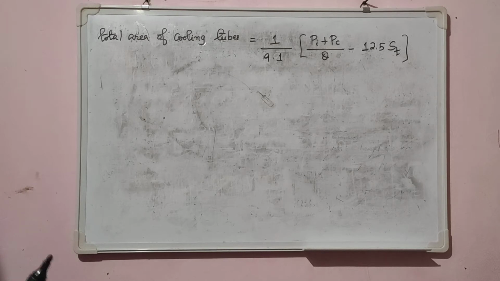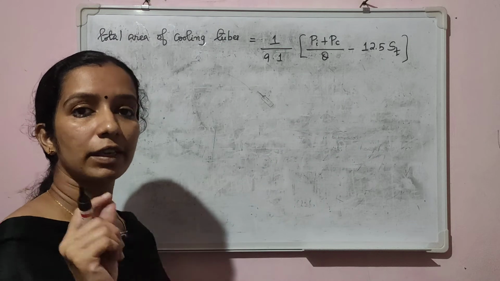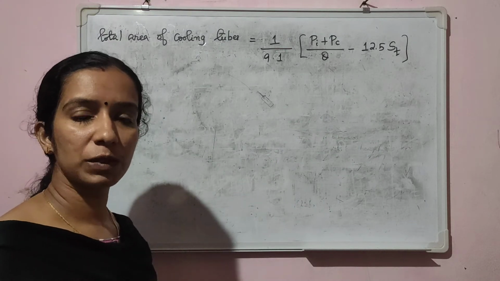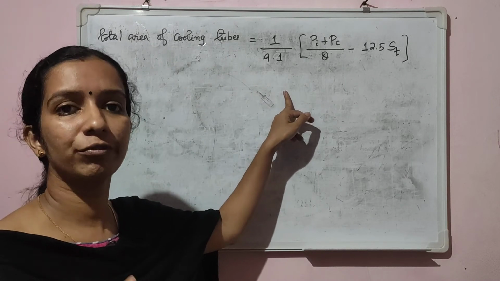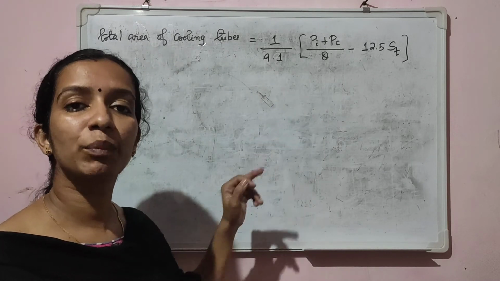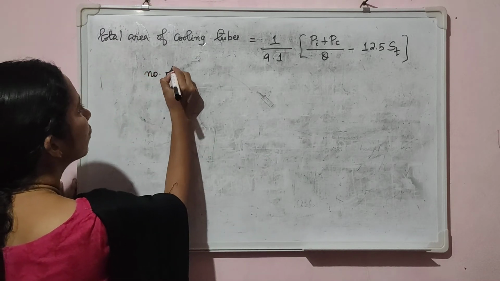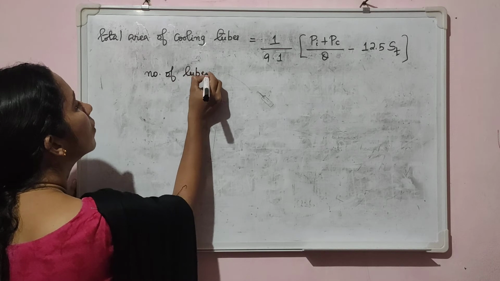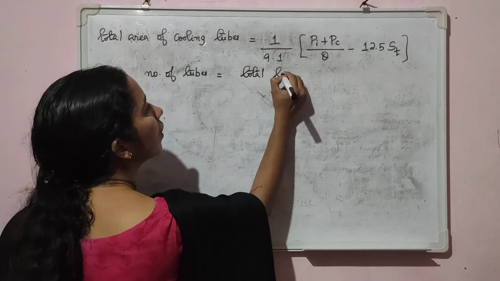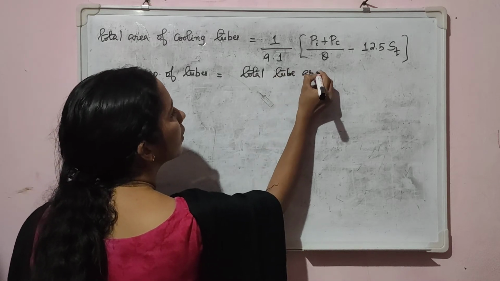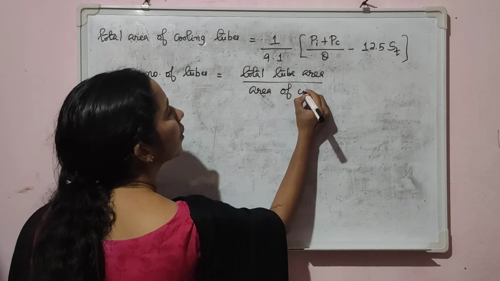So we got the total area of cooling tubes like this. And if we know the area of one tube, then by dividing this total area by the area of one tube, we will get the number of tubes required. That is, number of tubes will be equal to total tube area divided by area of one tube.